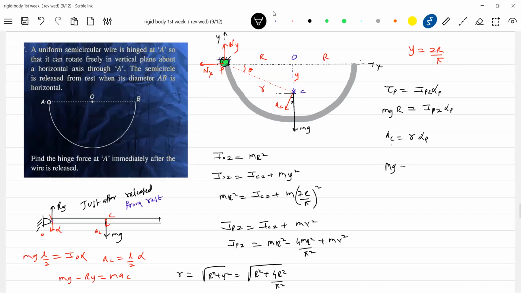mg, a_C cos theta, a_C sin theta. Okay, now Nx and Ny, solve for it. The total reaction will be, solve all the equations. I'll just give the end answer.